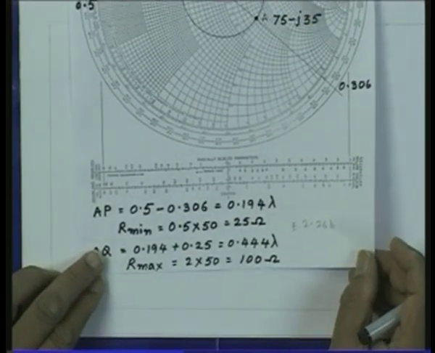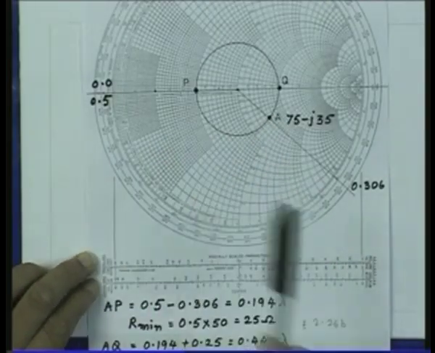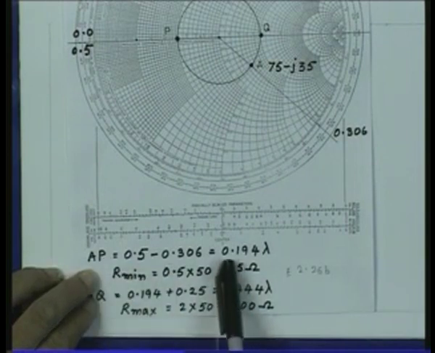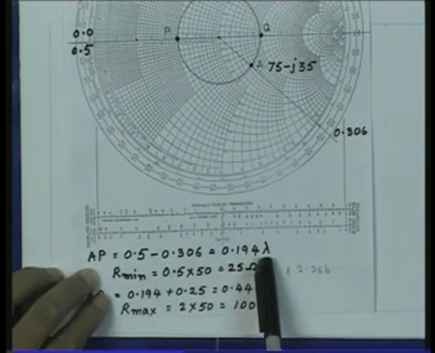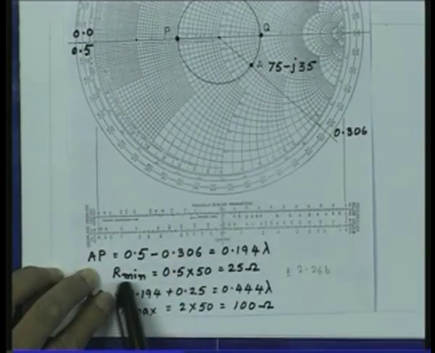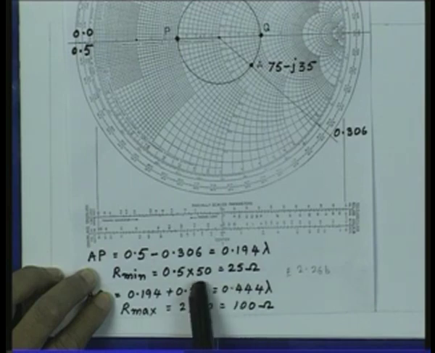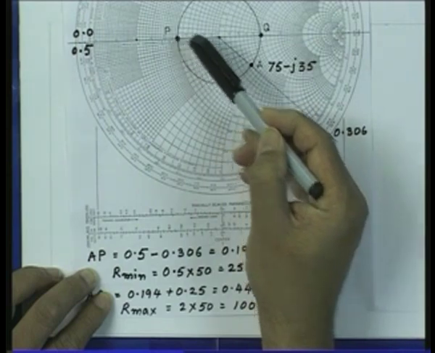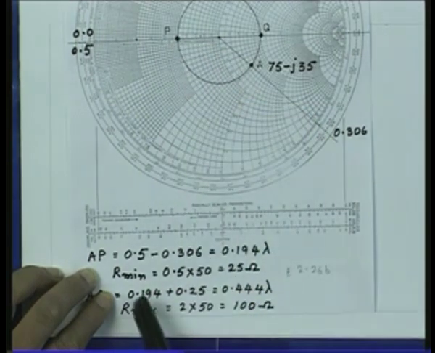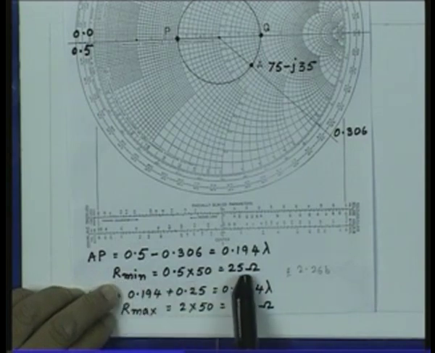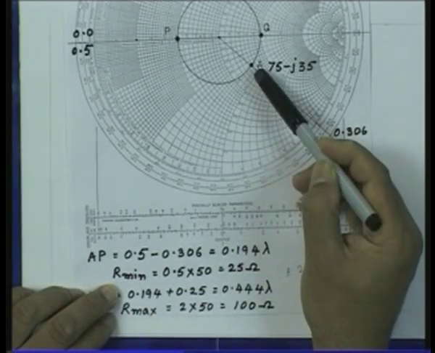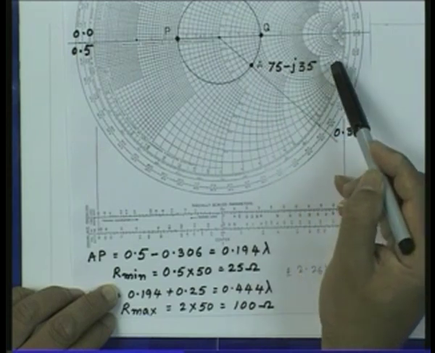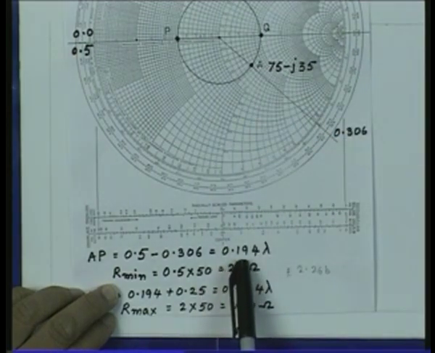So, one possible solution is that if I take this length, then that length will be 0.194 lambda and the impedance to be matched will be R min, and that will be the 50 ohms multiplied by the normalized value here, which is 0.5. So, now I get the impedance to be matched will be 25 ohms if I insert a length of a line between the load and the transformer of 0.194 lambda.